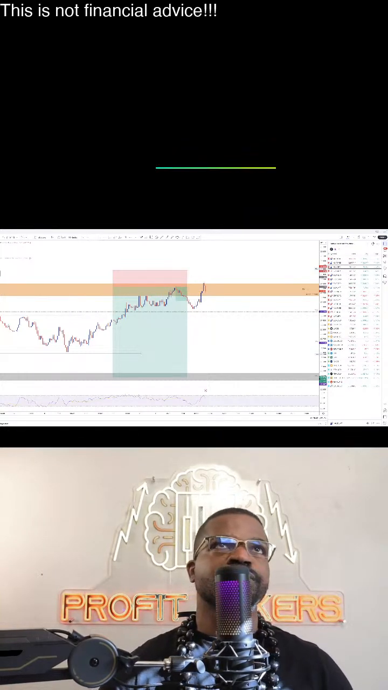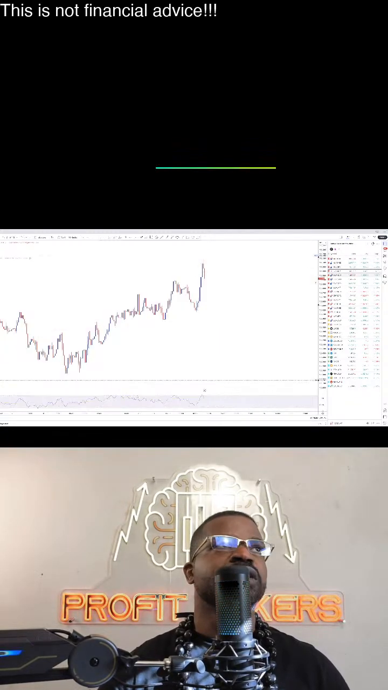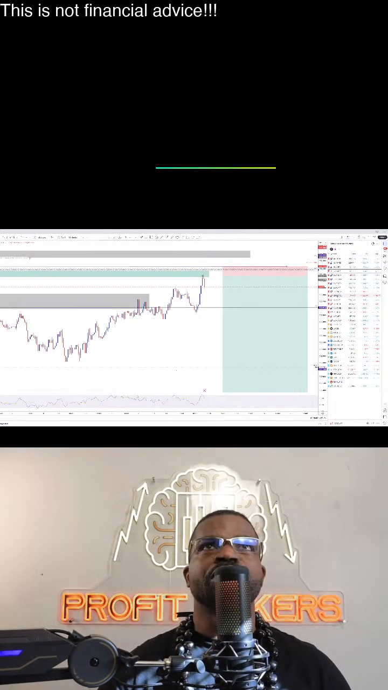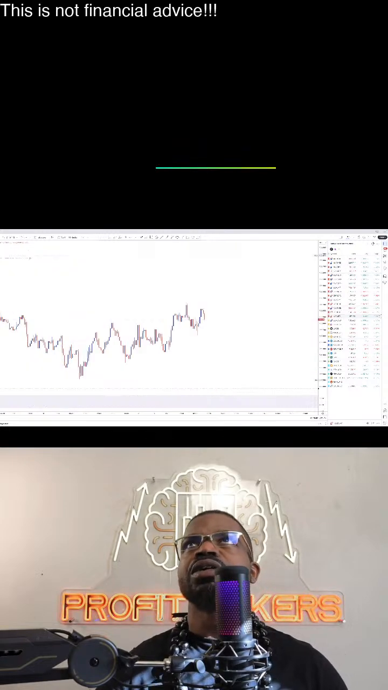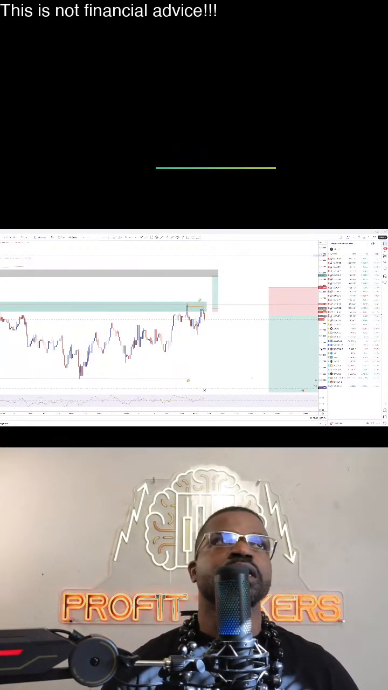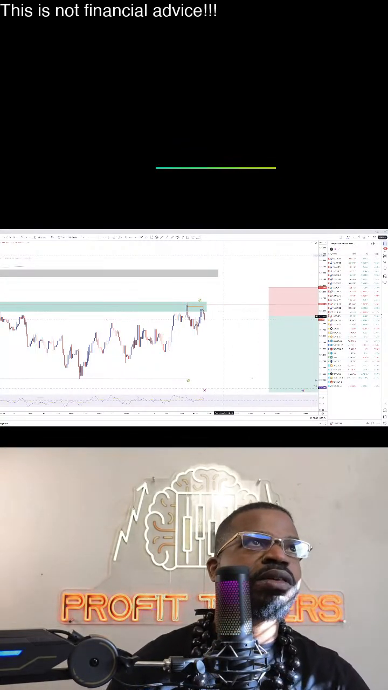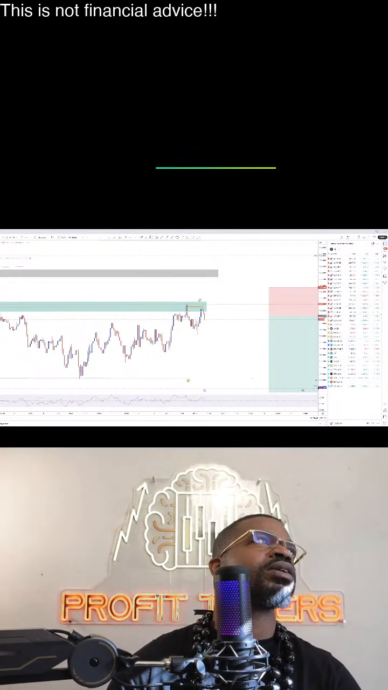Now we started doing another recovery. Let's see. Set an alert just in case it breaks above. Nice rejection right there. Nice rejection on USD JPY. Is that? Nope, no imbalance. Let's see.